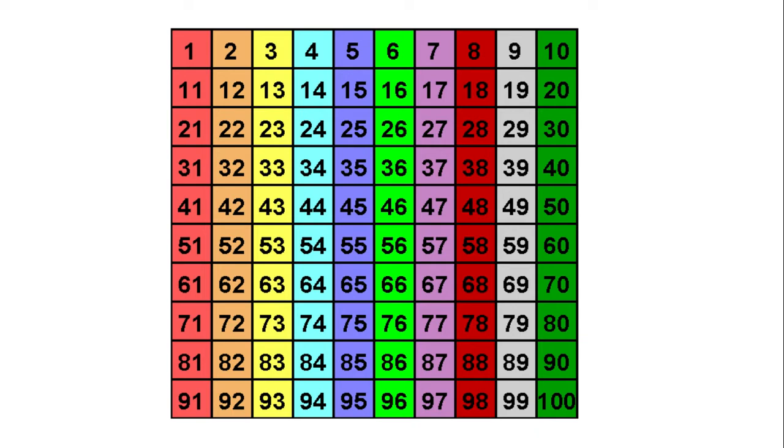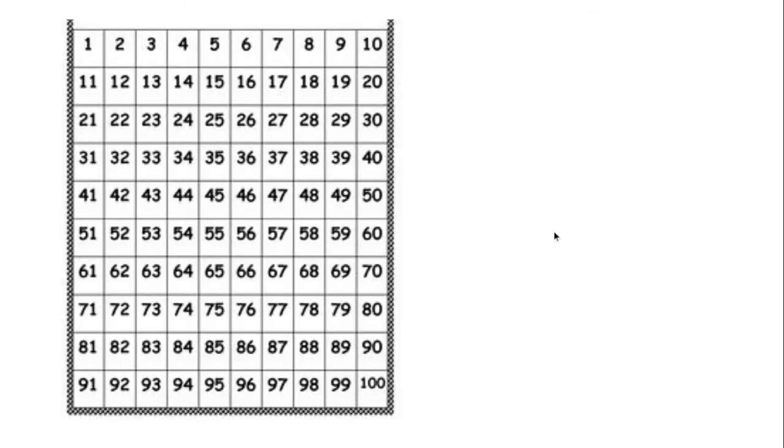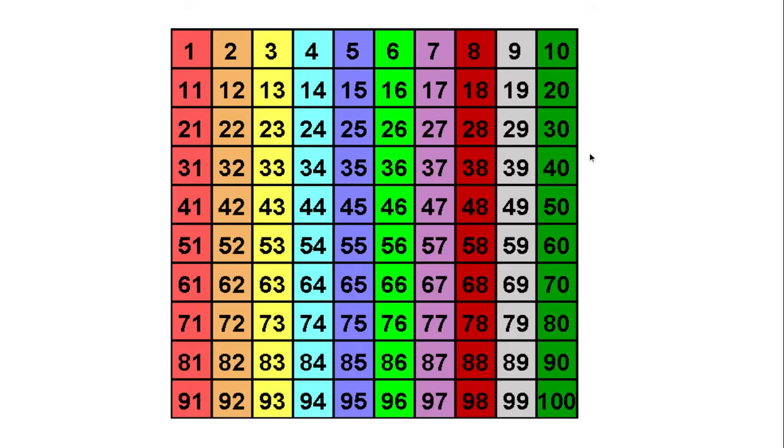So if I wanted to have one group of 10 more, I could just go down. And if I wanted to have 10 less, I know that I could go up. Oops, I skipped too quick. Sorry. I could just go up. That works anywhere on the chart.